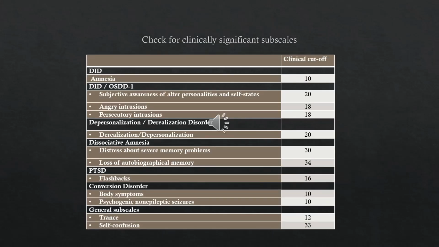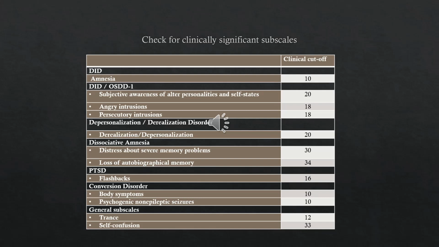The next thing you would check is the subscales, because the subscales relate to particular dissociative disorders. Some of them are more broad, but for example, the amnesia subscale is specific to dissociative identity disorder. And these experiences aren't particularly common at all in the general population. So the clinical cutoff is 10% of the time.